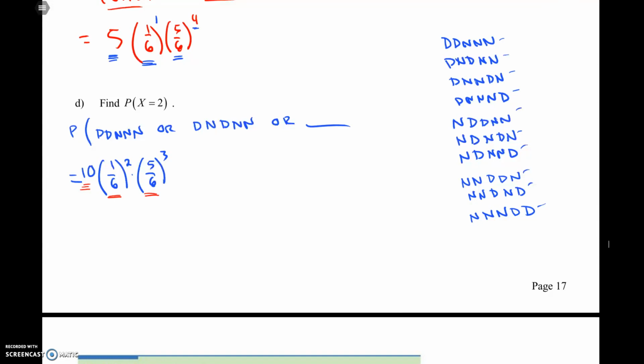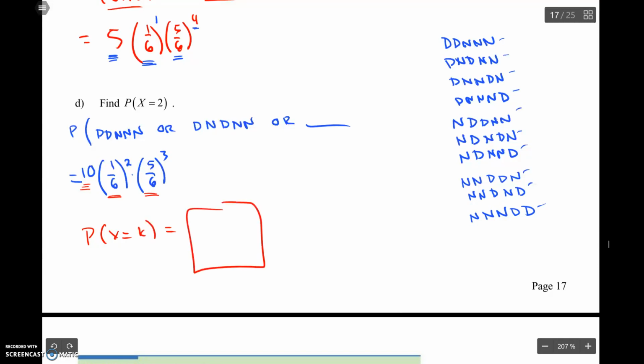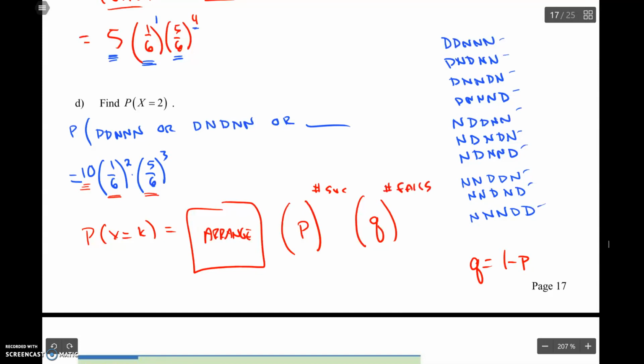So in general, that's the binomial model. The probability that x equals just any number is going to be the number of arrangements times the probability of a success to the number of successes times the probability of a failure. By the way, I'm going to call that Q. If the probability of a success is P, I'm going to call this Q. Probability of failure is going to be the number of fails. This is easy. This is easy. This is the thing that's kind of difficult to calculate.